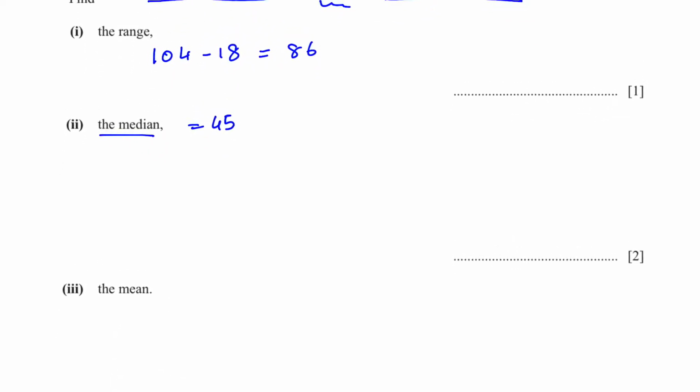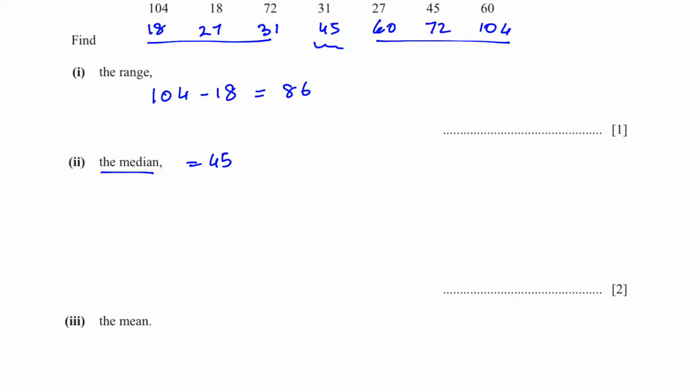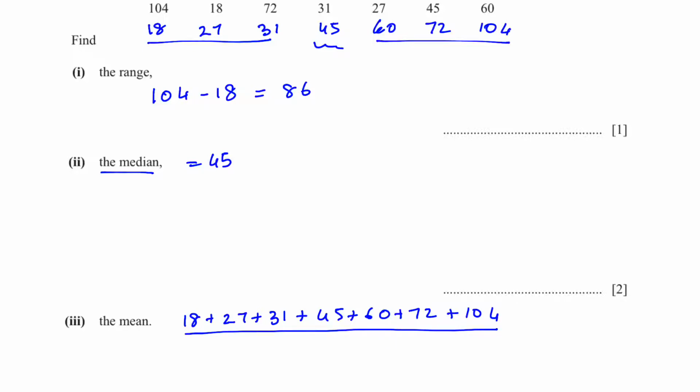To find the mean, we have to add all the numbers that we have. So we have 18 plus 27 plus 31 plus 45 plus 60 plus 72 plus 104 and divide by the frequency. What's the frequency here? 7. We have got 7 numbers. And this, when we put in the calculator, we will get 51.